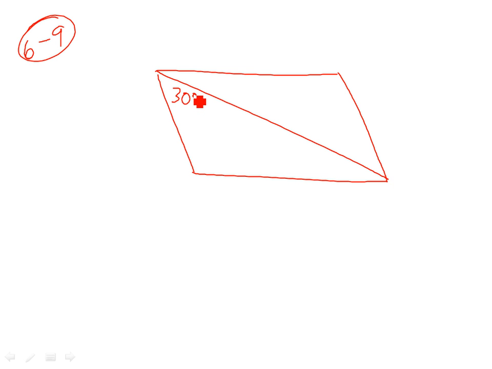24 each on 3 pages. 30 degrees, 25 degrees, 23, 4b minus 1, U, R, S, and T. If this angle right here is 30 degrees, name the angle for me that's got to equal 30 degrees. Name the other angle.